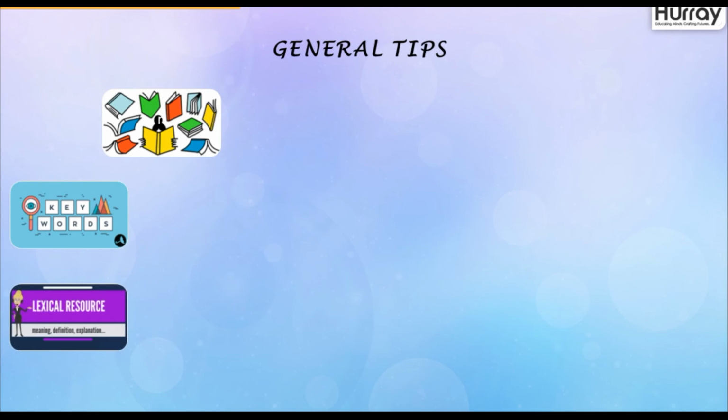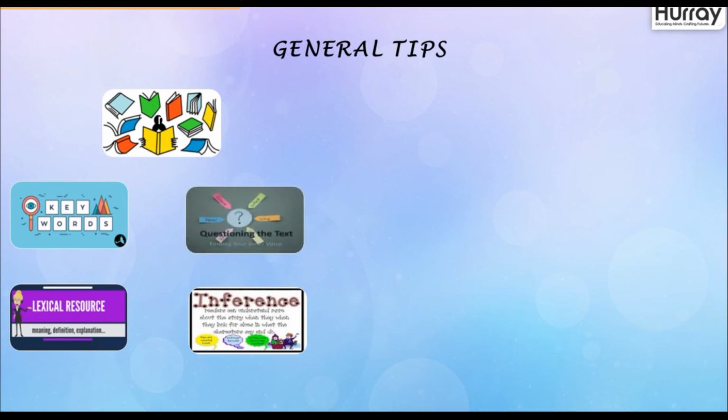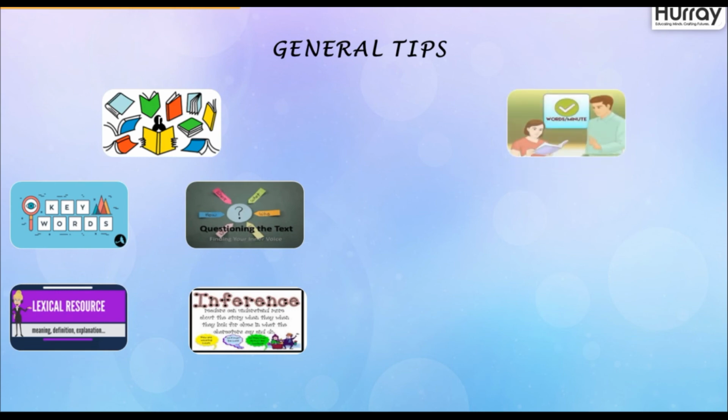Let's look also at some general tips to answer yes, no, not given question types. You need to read voraciously. You also need to learn to identify keywords in the sentence question. You should have a good vocabulary. You have to learn to have inference of ideas. Questioning the text is another tip. Learning to read fast is essential.